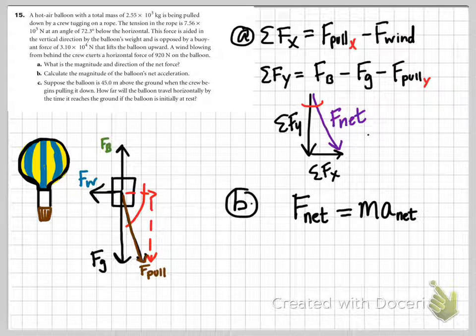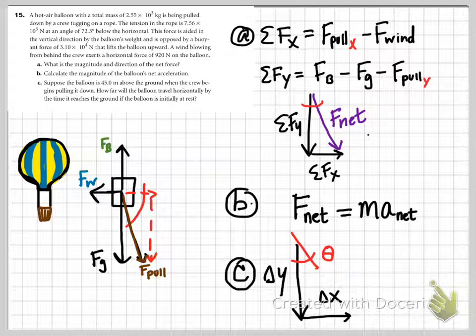Now, part C is the one that gives everybody fits, and people turn to their note card and they look at kinematics equations and they make it very complicated. But let me suggest that if you knew delta y and you knew theta, there might be a simpler, even trigonometric way to find delta x.